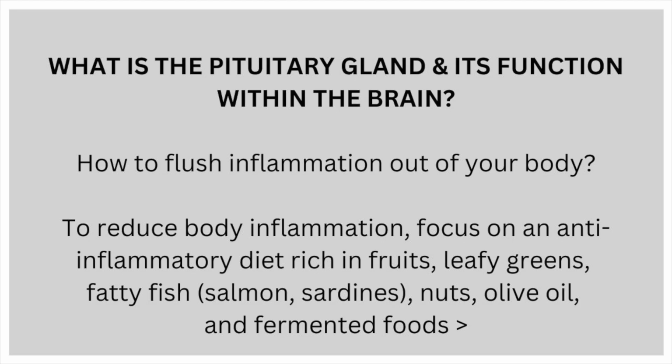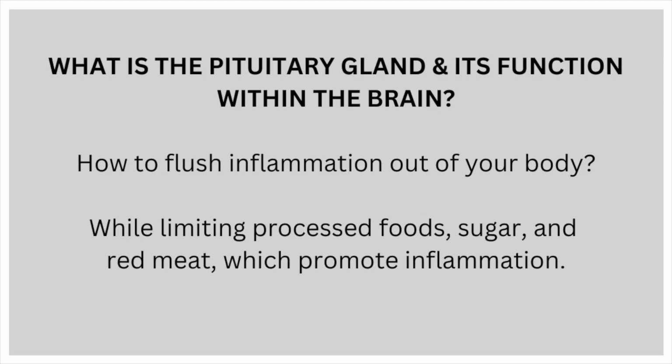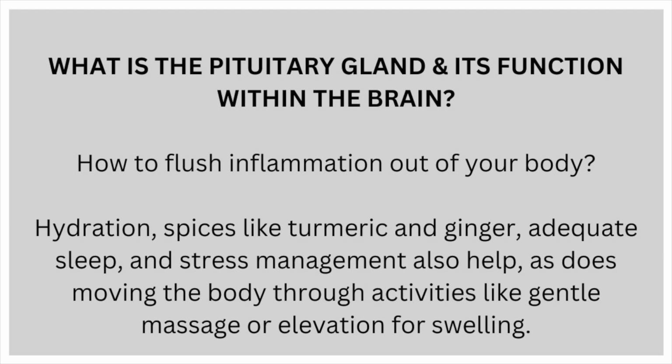How to flush inflammation out of your body. To reduce body inflammation, focus on an anti-inflammatory diet rich in fruits, leafy greens, fatty fish, these being salmon or sardines, nuts, olive oil and fermented foods. You need to do this while you're limiting processed foods, sugar and red meat, which promote inflammation. Also focus on hydration. Spices like turmeric and ginger, adequate sleep and stress management also help, as does moving the body through activities like gentle massage or elevation for swelling.